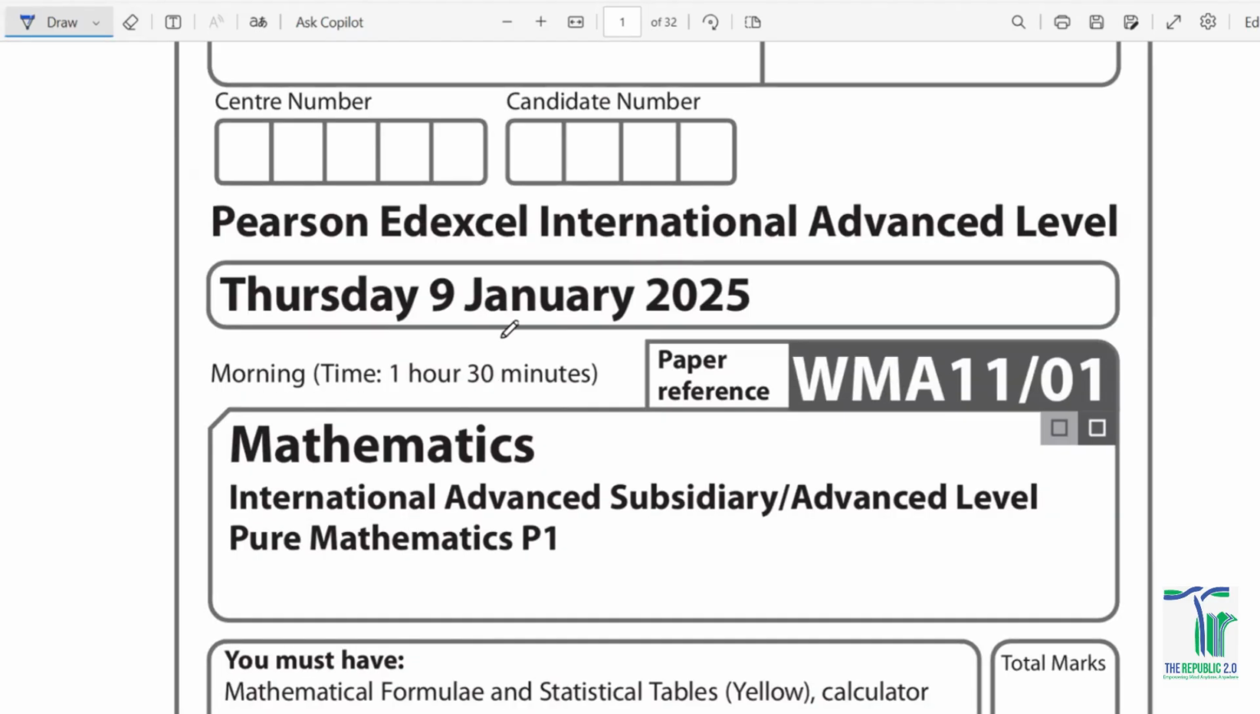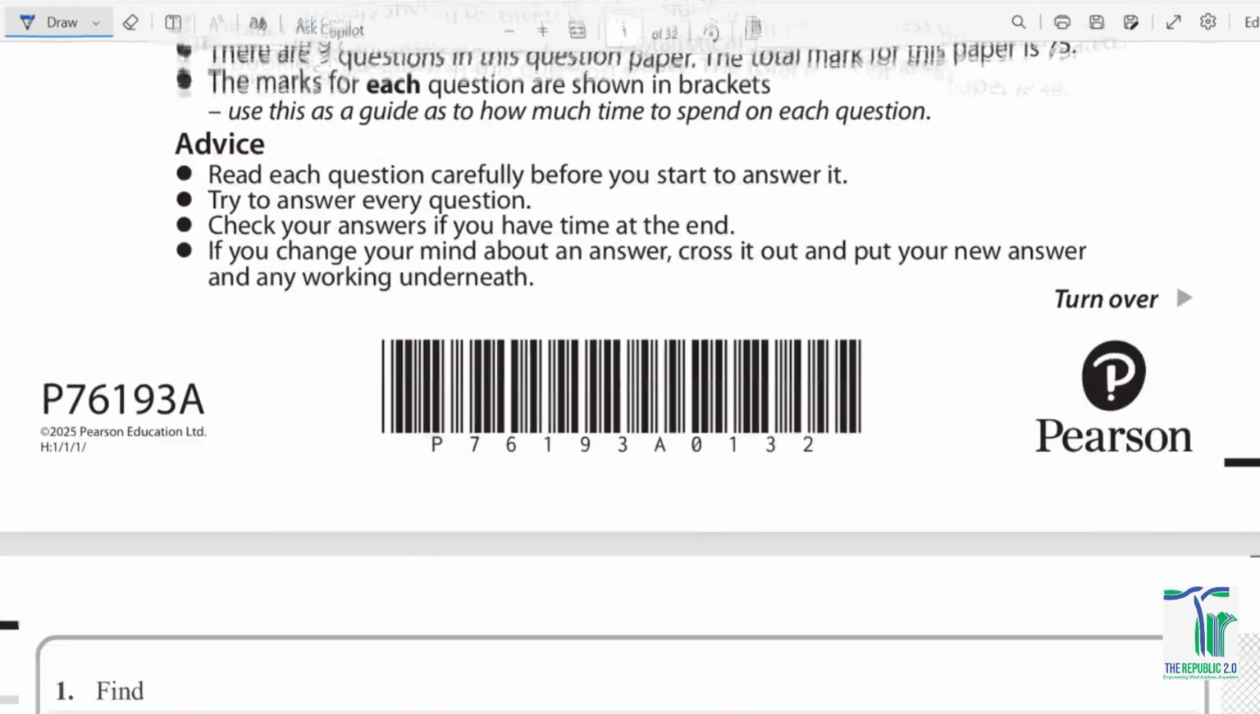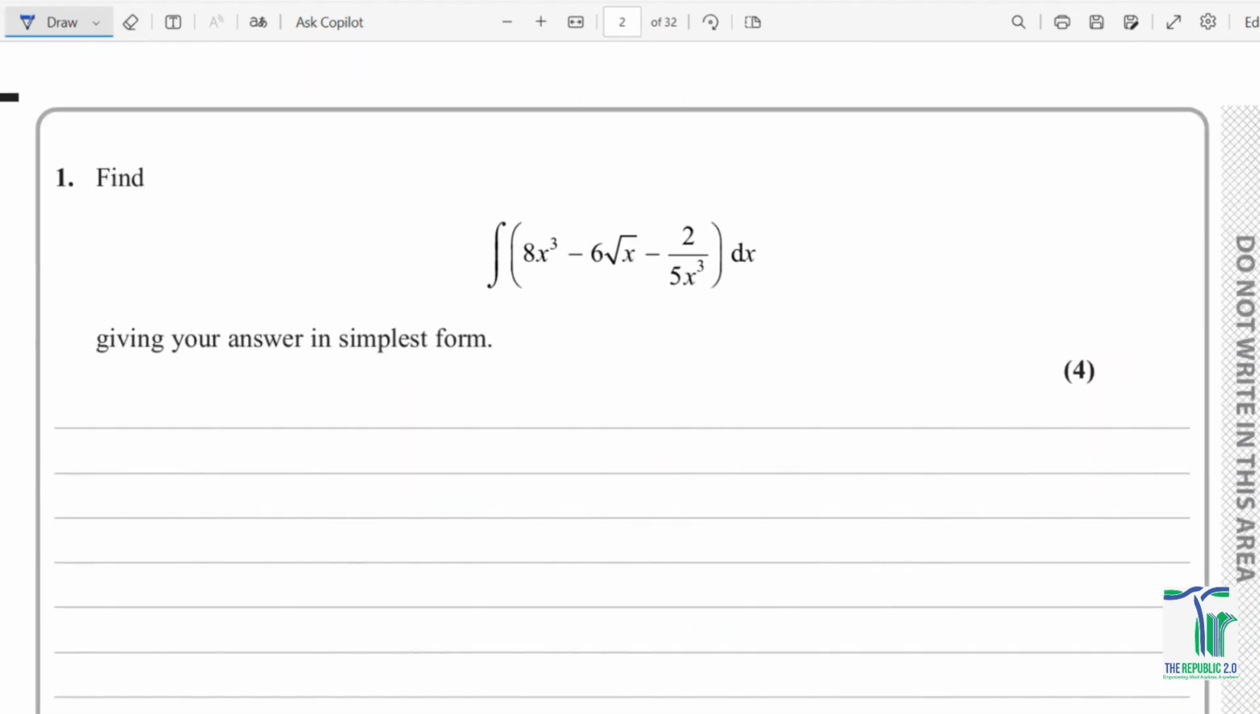The time frame for the paper is 1 hour, 30 minutes, and we just need to cover it in that much time. So we'll start from question number one. Question number one is often from either differentiation or integration.